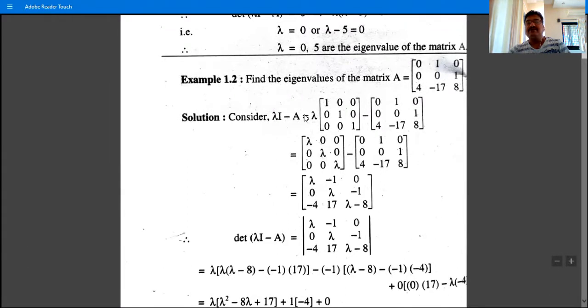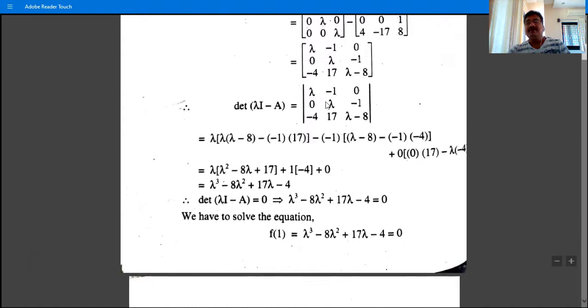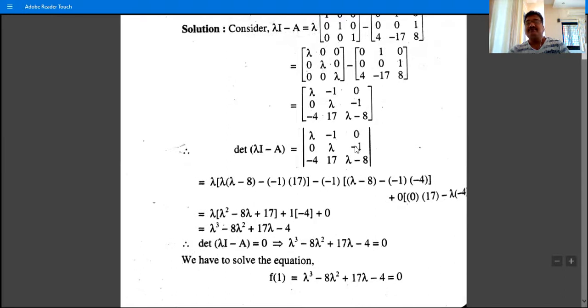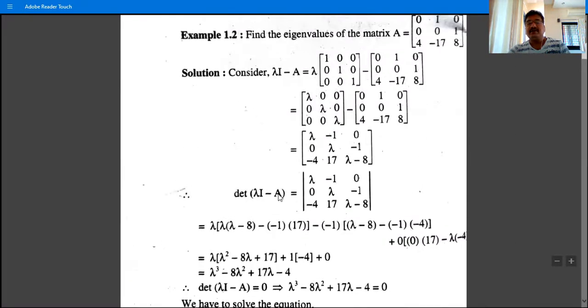So for lambda I minus A, lambda I is this. Then multiply by lambda and then subtract, and then we solve this determinant. This is the lambda I minus A matrix. The determinant of lambda I minus A means the determinant of this matrix, right? Two vertical lines, here is the square bracket. And then solve this determinant by the usual method. So we have lambda cubed minus 8 lambda squared plus 17 lambda minus 4. This is the characteristic polynomial, the determinant of lambda I minus A.